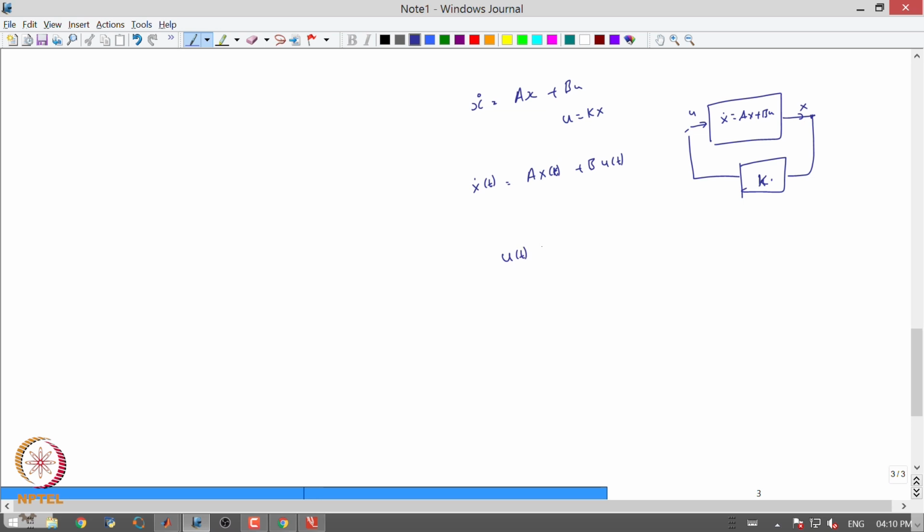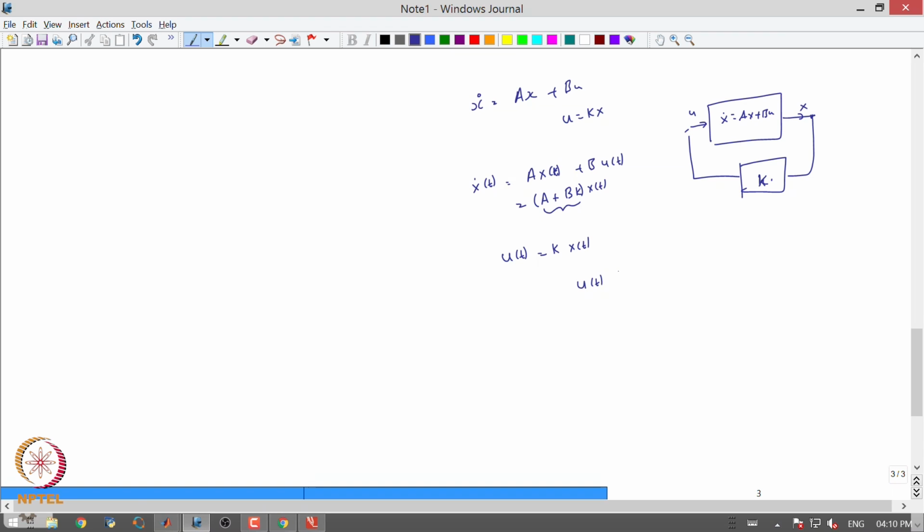Okay, in the standard case u of t is k x of t, and my system looks like x dot equals a plus b k times x of t, and these problems I know how to solve. If a plus b k is stable, then my closed loop system is stable.